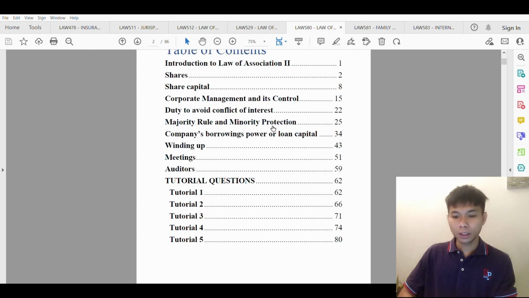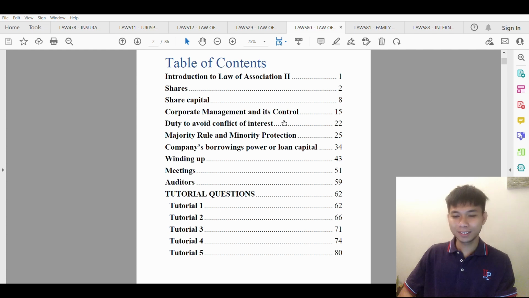The company's borrowing powers or loan capital. Yes, the company can also make loans or debentures. To be honest, the law of association is something that I'm still working on.